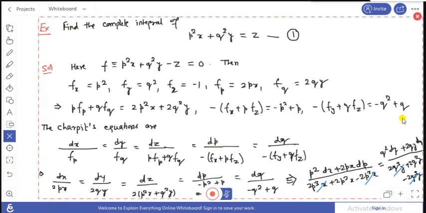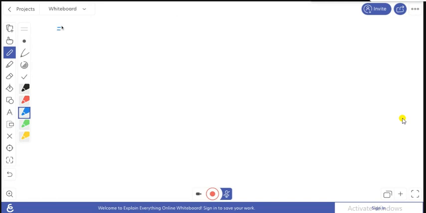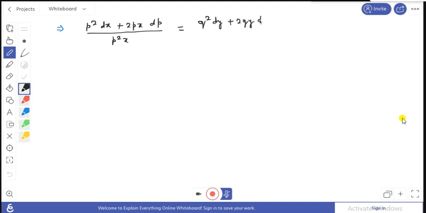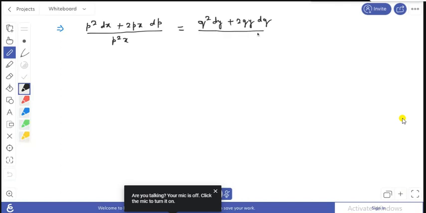Okay, so this implies, on the next page, this is p square dx plus 2px dp upon 2p square x, and we cancel the 2 and 2, this is simply p square x. So this is p square x, the 2 will be cancelled out from the right hand side. So this is q square dy plus 2qy dq upon 2q square y, the 2 is cancelled out. Okay, so this means this thing.